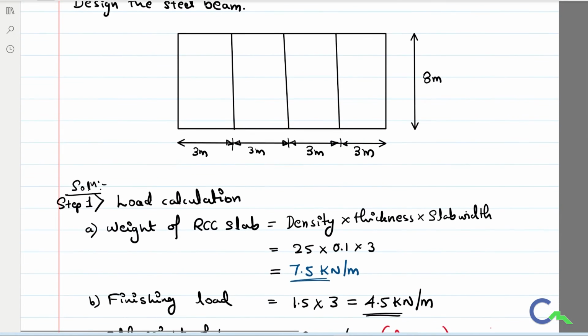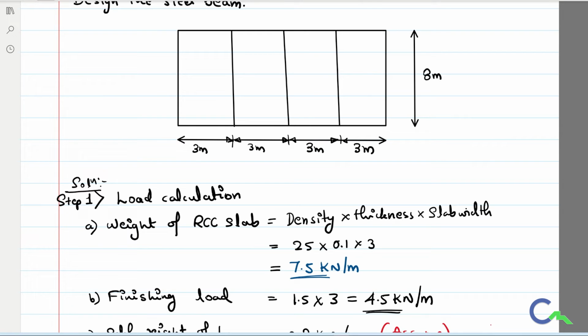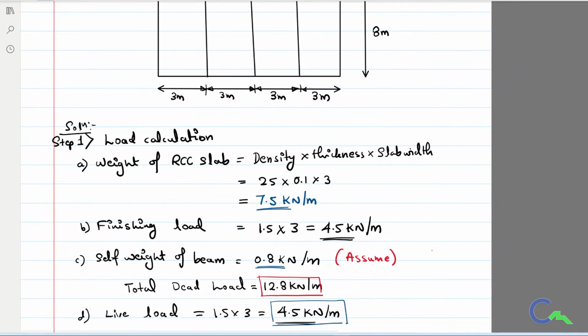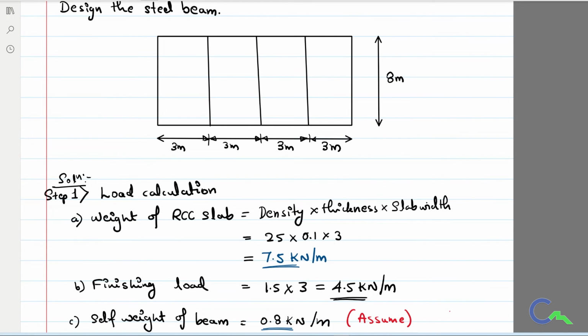Okay, so let us come to the solution part. The first step is the load calculation. In the previous problem, they directly gave one UDL, so we could directly calculate the bending moment and shear force. But here we cannot do that. We have to first find what UDL is going to act. For that, let us find the weight of the RCC slab. I want to find the weight as a UDL, therefore I have to do density into thickness into slab width. So if I see that, I am going to design this particular beam.